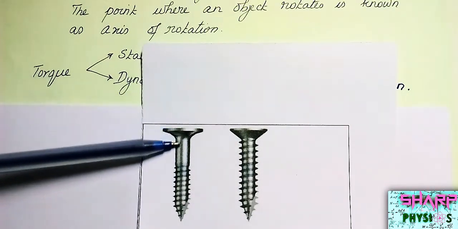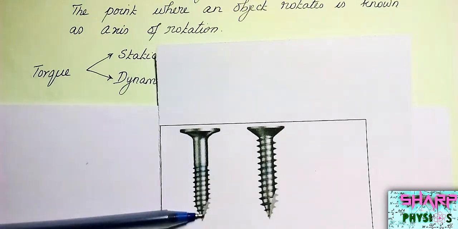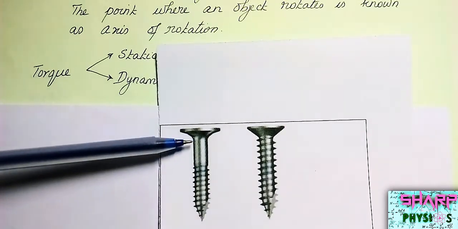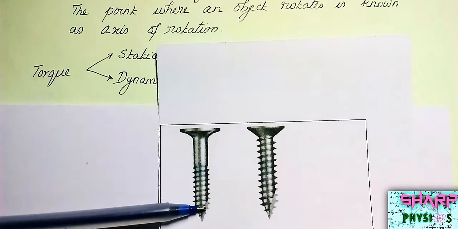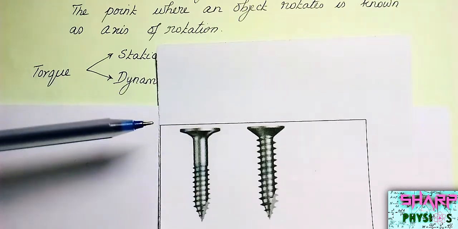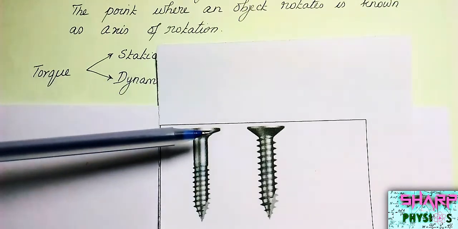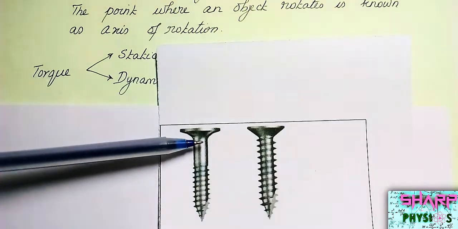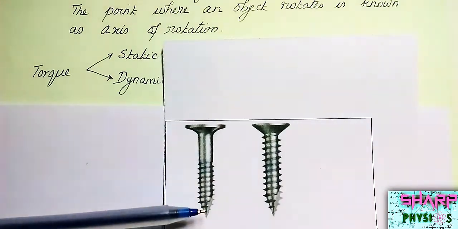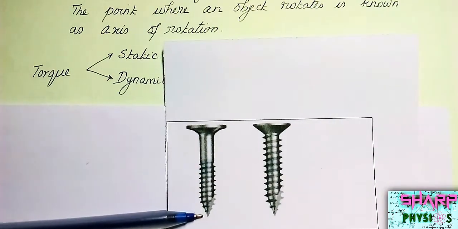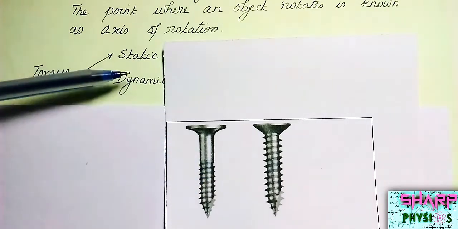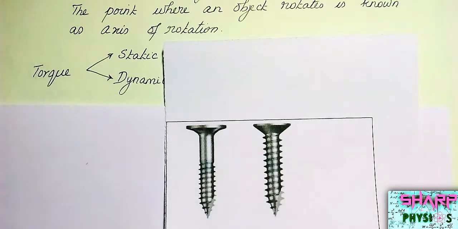So when a person screws here, it keeps on rotating at the particular axis. When he increases the speed of rotation, the angular acceleration increases, so it rotates at a particular axis only, and this is what we call dynamic torque. So this is another example of dynamic torque.